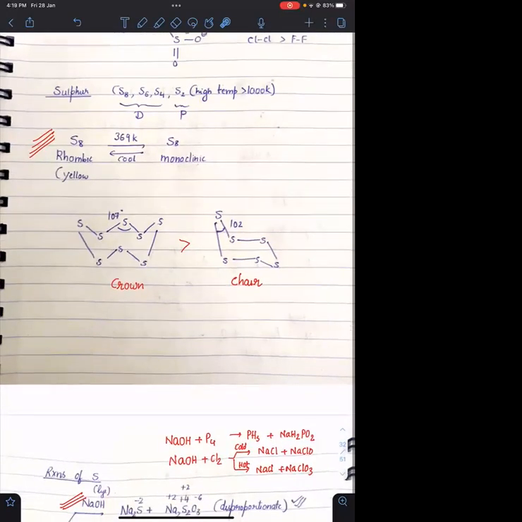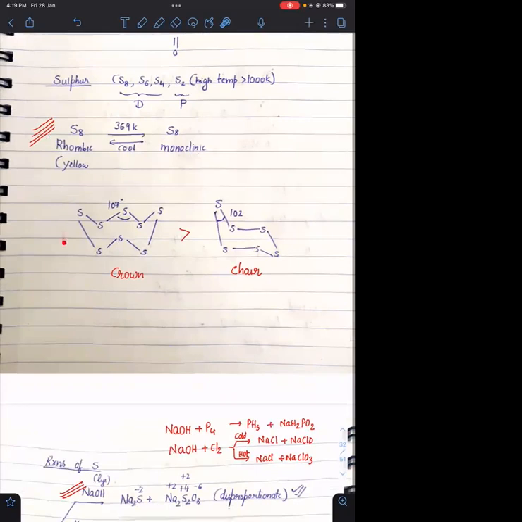Okay, it can exist in different allotropic forms: rhombic sulfur and monoclinic sulfur. Whenever you are heating rhombic sulfur, it converts into monoclinic sulfur. Whenever you are cooling it, it converts into rhombic sulfur. Okay. Out of S8 and S6, S8 will be the more stable form because of its ground structure or because of the greater bond angle between two bonds.